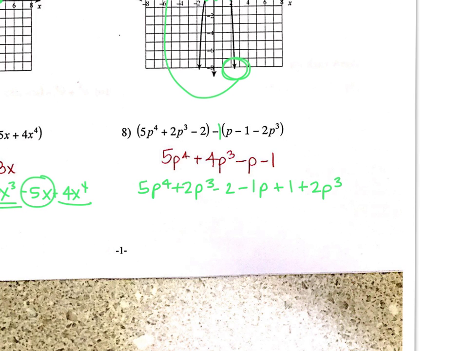Okay, now I'm just going to combine like terms again, and it helps me to go in order. So nothing goes with the 5p to the 4th, so I just copied it down. 2p to the 3rd plus 2p to the 3rd is 4p to the 3rd. Nothing goes with that -1p, and then -1 and +1 goes together to give me -1 right there.